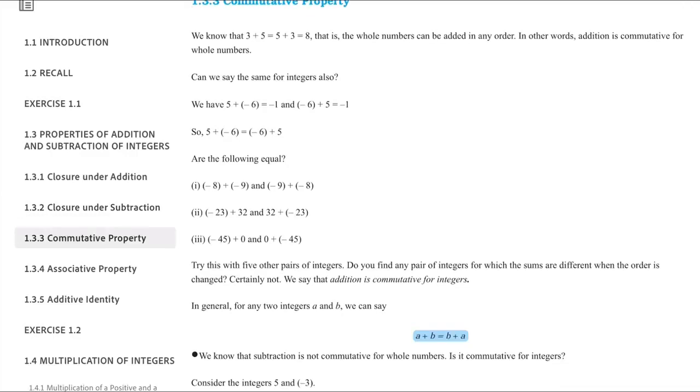Friends, let's suppose we have two integers, minus 4 and 3. If we add them, we get minus 1 as a result. And if we add 3 and minus 4, then we will get 1 as the result. So here we can see that they both are unequal. So the commutative property has an exception, that it doesn't support subtraction. It is only applicable to addition.